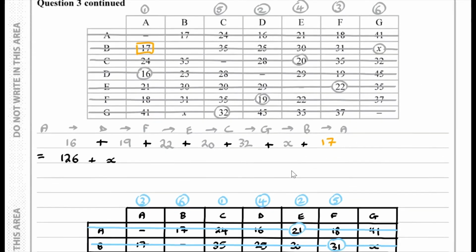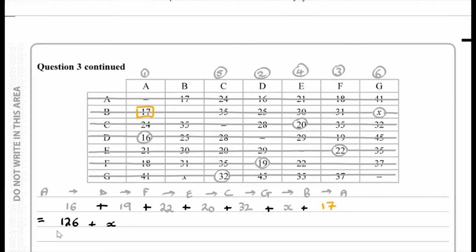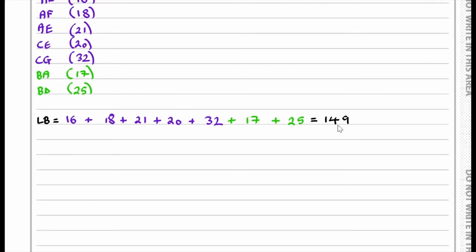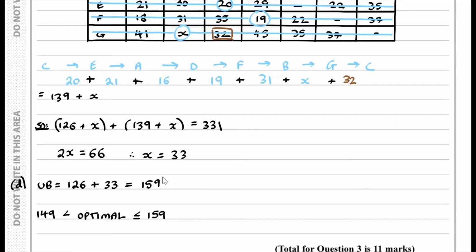Remember, with the nearest neighbour algorithm, we still want the smallest route, and that would correspond to this route over here, the 126 plus x. We know x to be 33, so the upper bound is equal to 126 plus 33, which is 159, and therefore the inequality, we have our lower bound, which we worked out before, to be 149, and this is less than or equal to the optimal, and this is less than or equal to 159. So hopefully that makes sense.